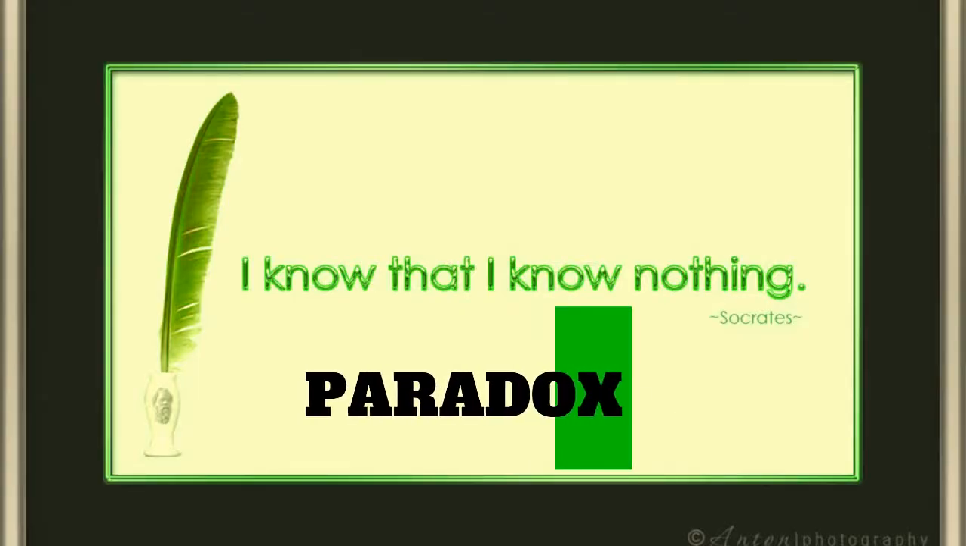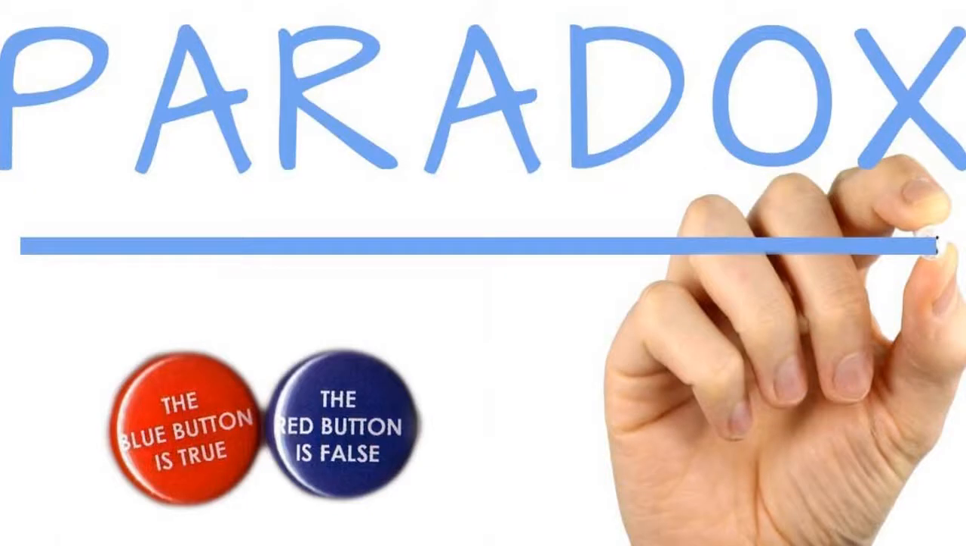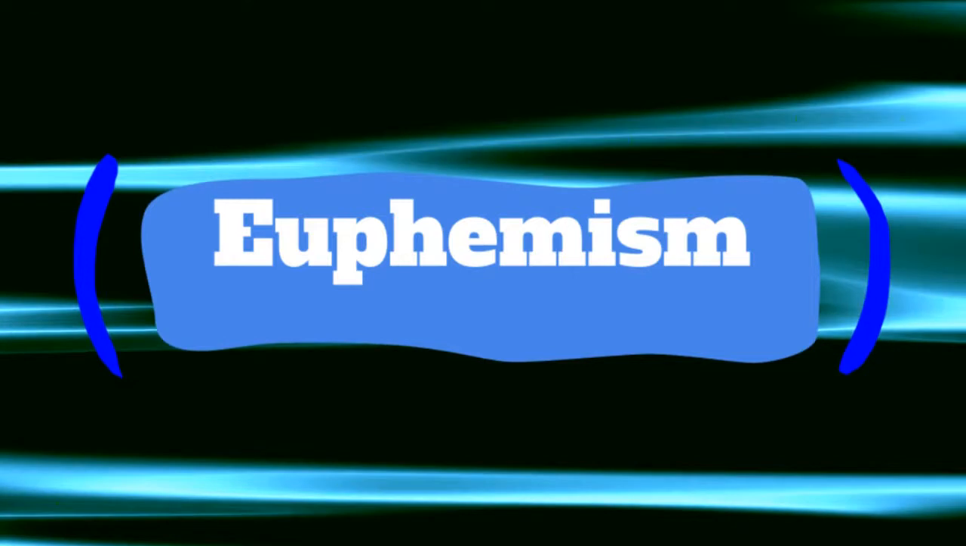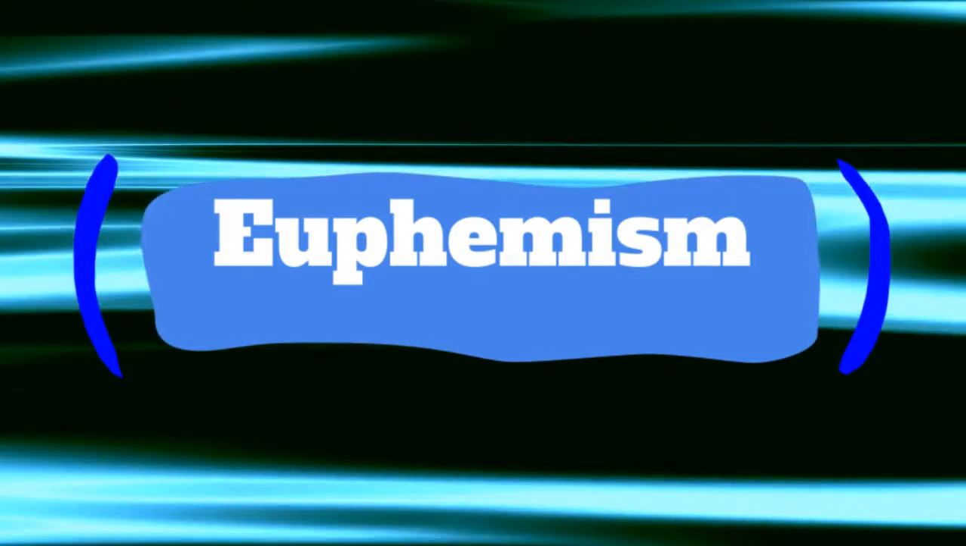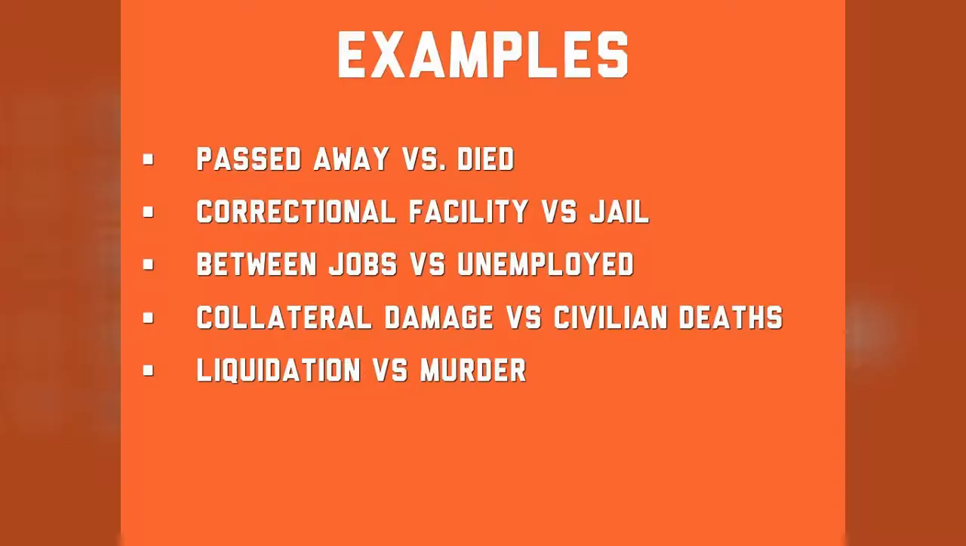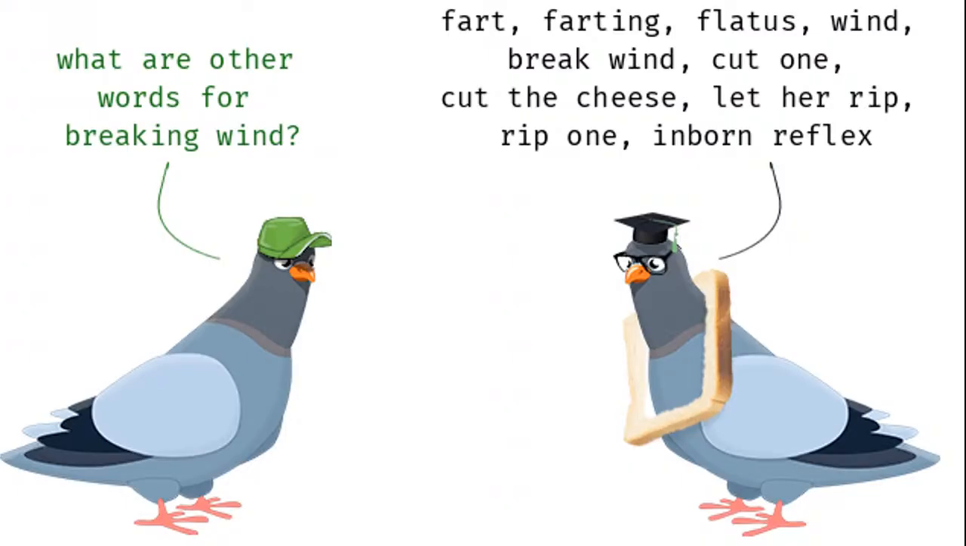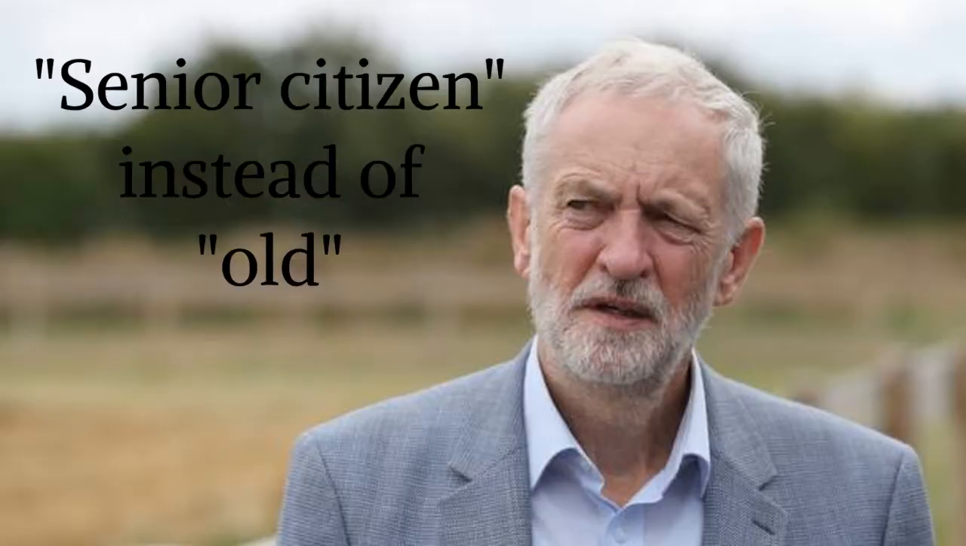The phrase I know nothing is a type of paradox. Paradox is a type of literary element which is a statement that goes against itself but may have a hidden truth when examined more closely. The statement is an example of paradox because it contradicts itself. A euphemism is a literary element that is used to avoid saying certain expressions that may be deemed offensive. This is similar to political correctness. It's basically saying something in a more polite manner. Examples of euphemism include letting someone go instead of saying fired, break wind instead of saying farting, or senior citizen instead of old.